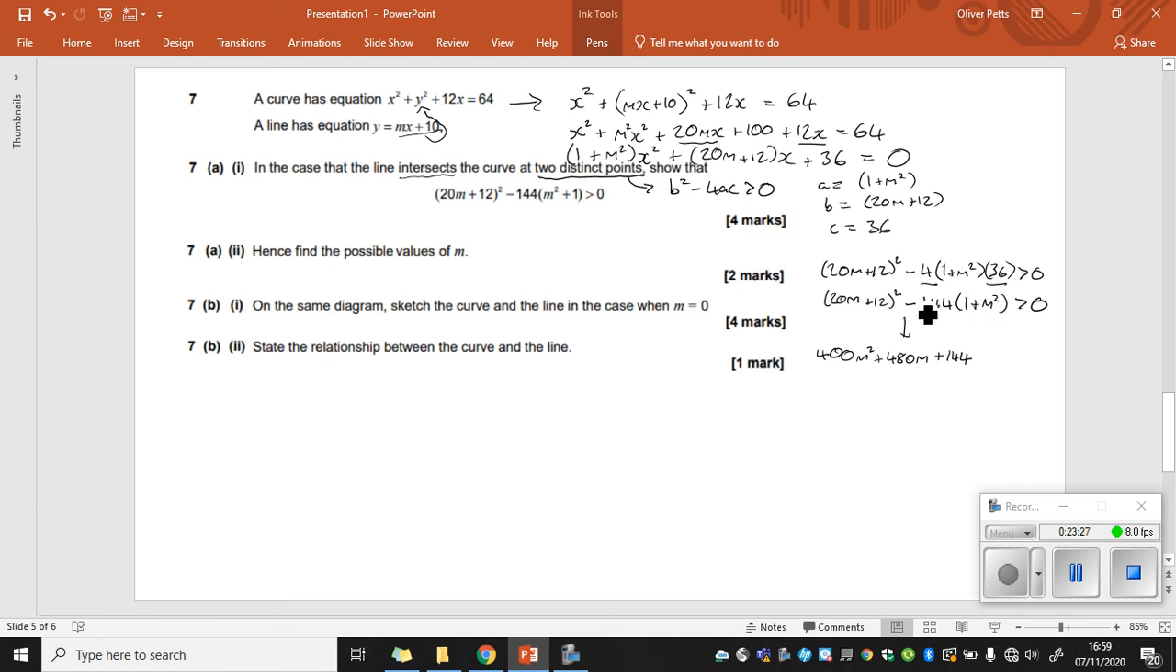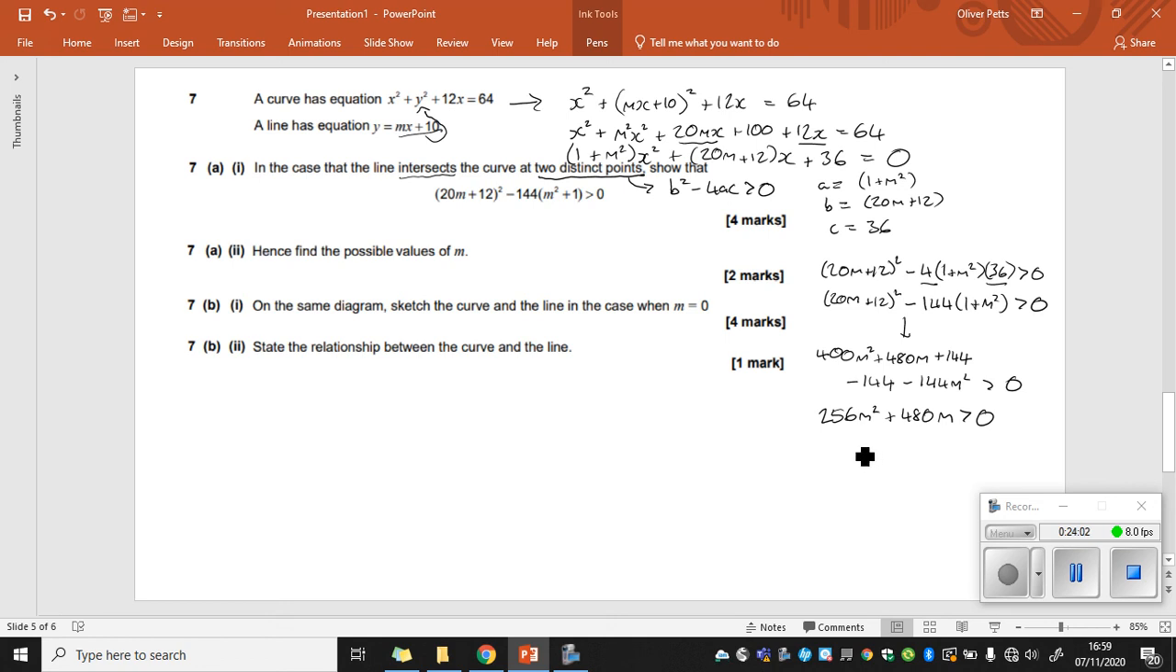And then just be careful, I've got minus 144 times everything in the second set. So I'm going to write this underneath. I'm going to have minus 144 times 1, so minus 144, and then minus 144 times m squared, so minus 144m squared. And then all of that is greater than 0. Tidying this up, so 400m squared take away 144m squared, so that's going to be 256m squared. 144 take away 144 cancels out, so I've just got a plus 480m. That is greater than 0.